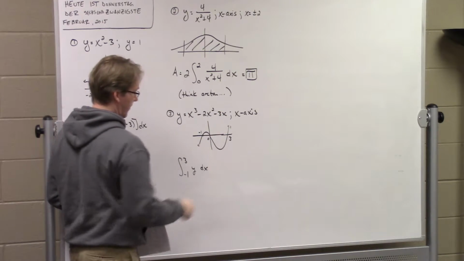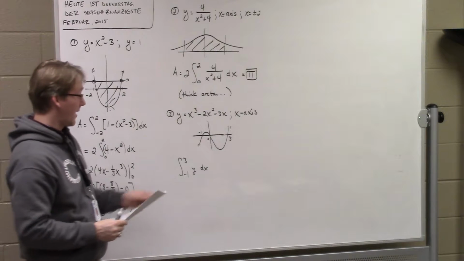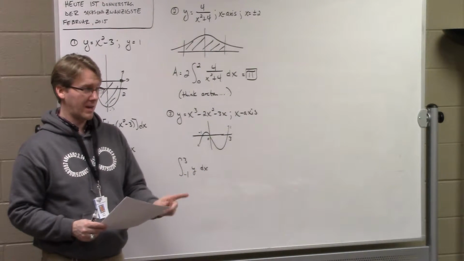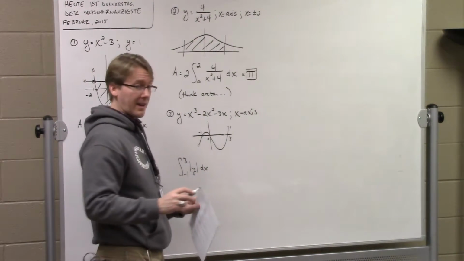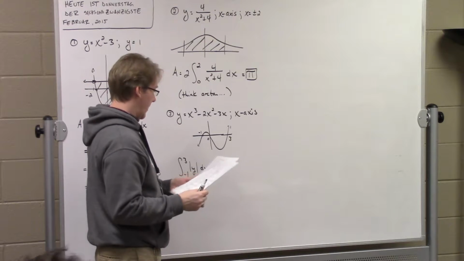All that stuff right there, blah, blah, blah. That's going to give you a negative answer. Here's why: there's more negative area than there is positive area. So what can I do to this to give me the right answer? The absolute value. You can slap this on here, and if that's all I did with my calculator, then boom, we are done.